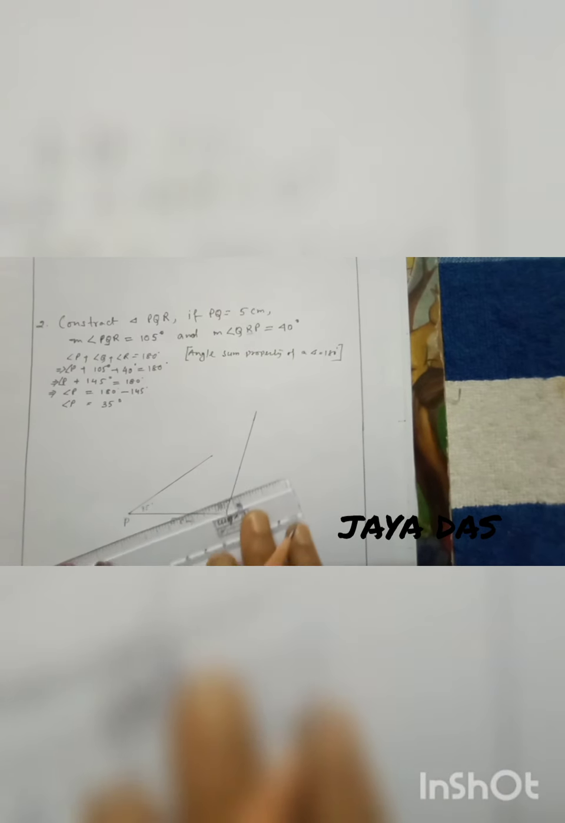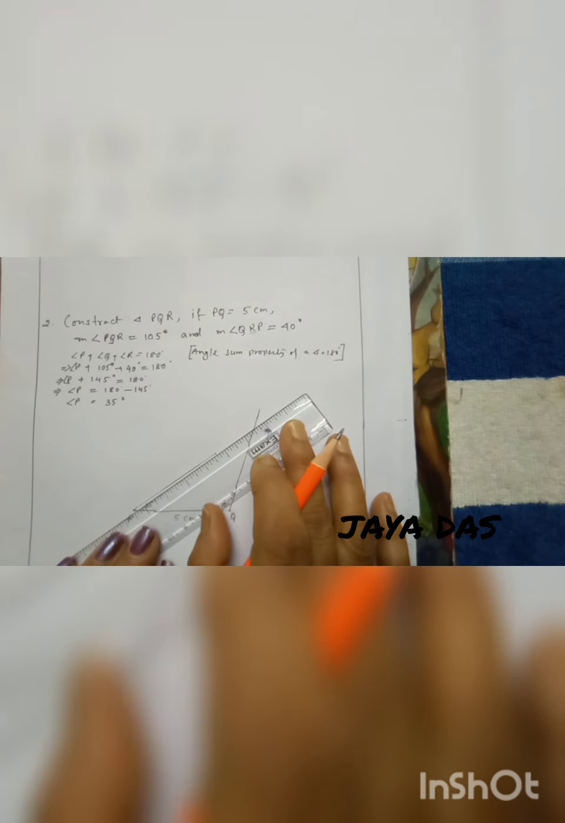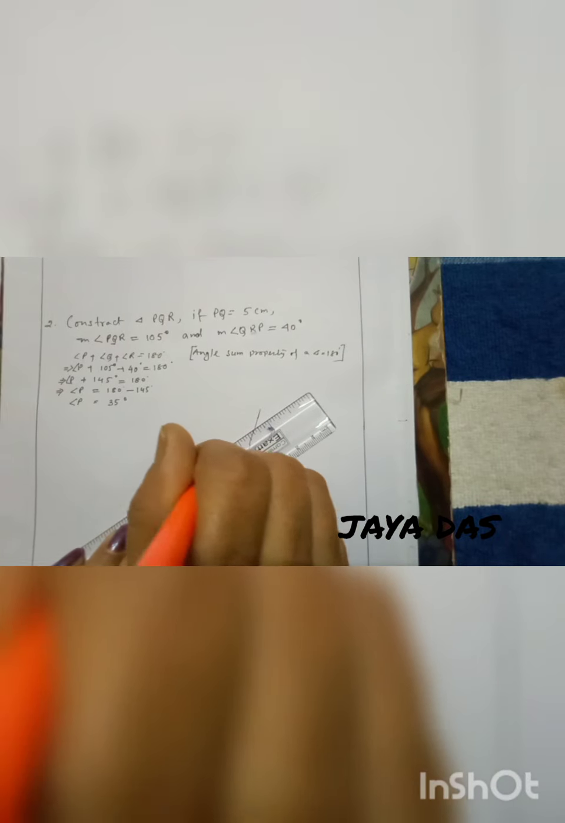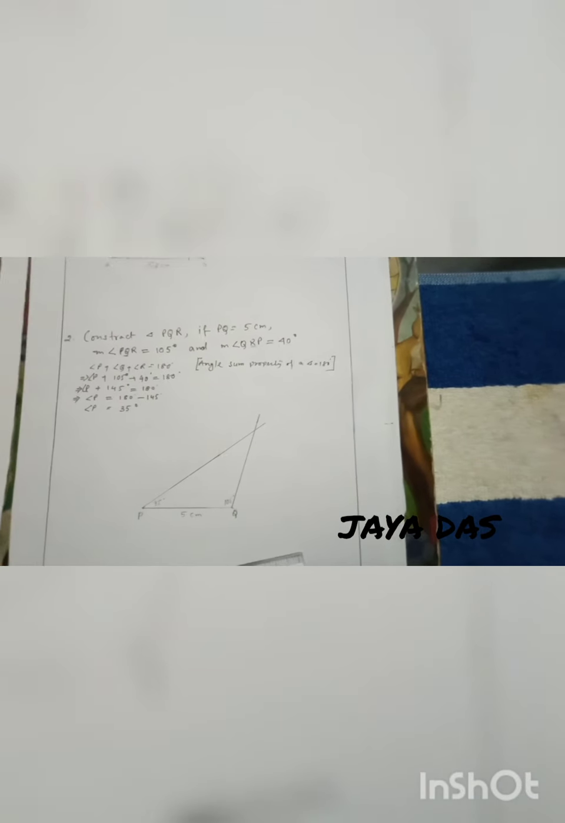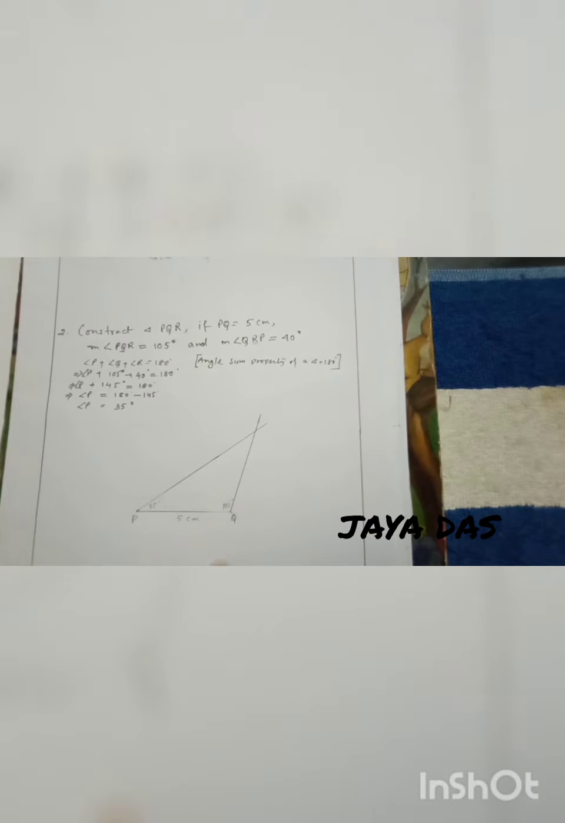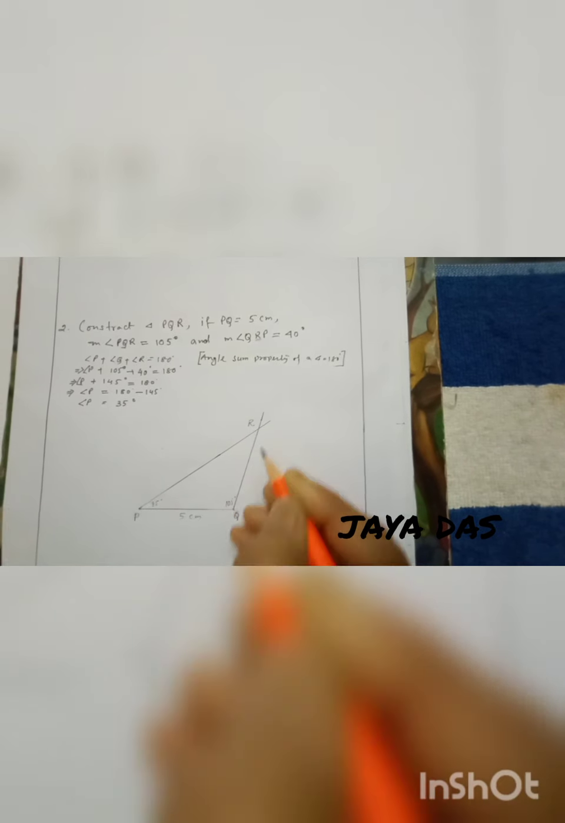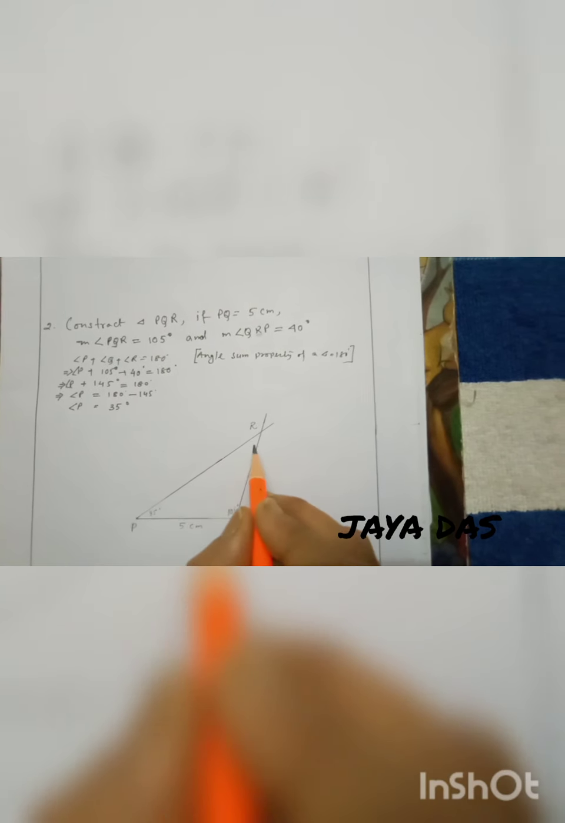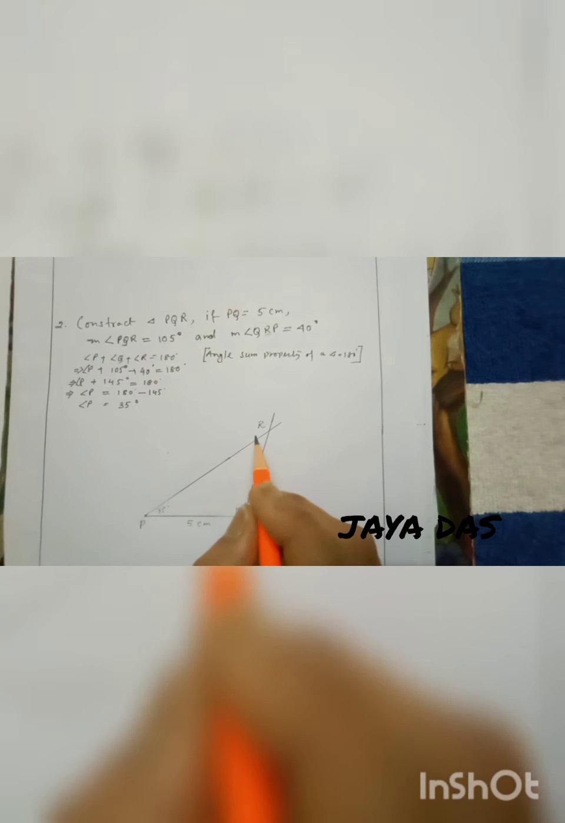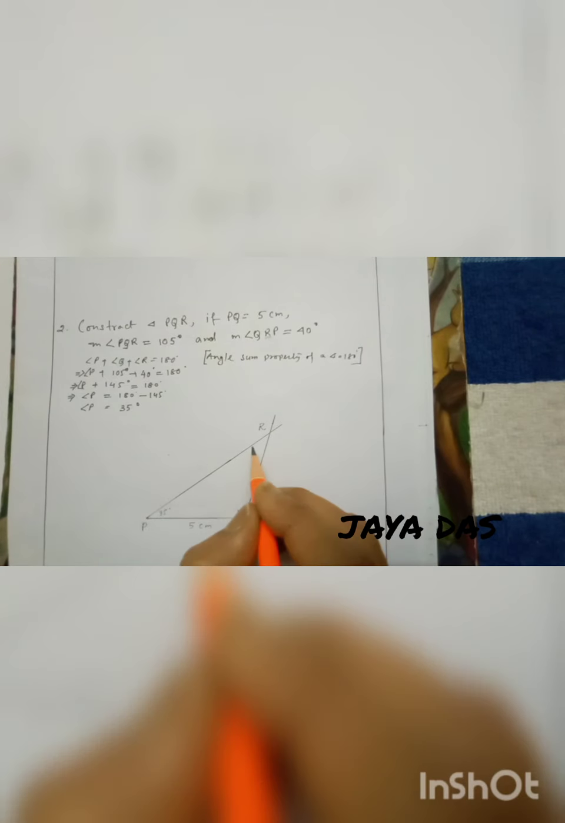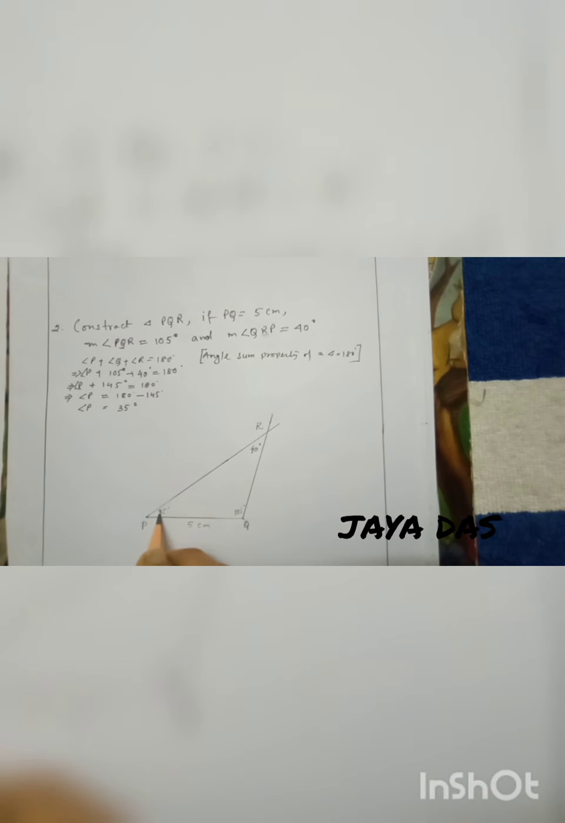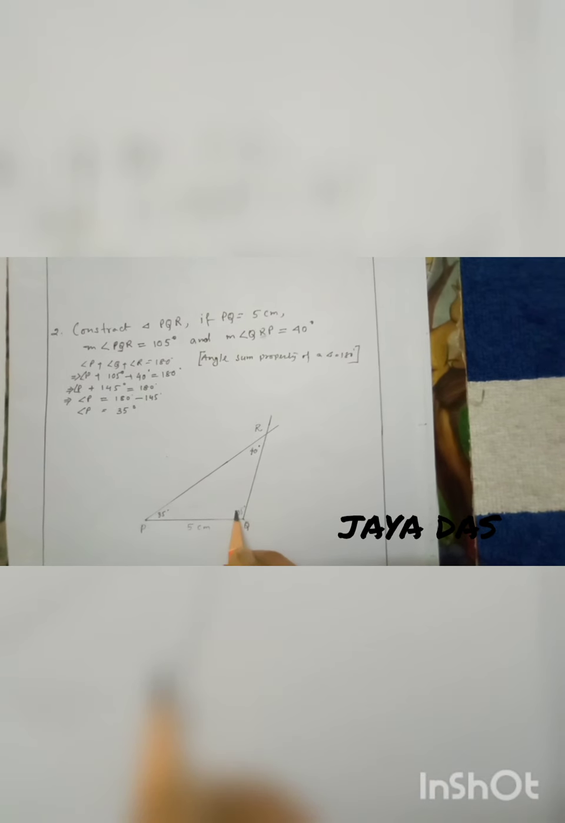To complete the triangle, you need to produce this side. Done. Then PQR. This is the triangle PQR. Required triangle PQR. If you measure this angle, you will get it is 40 degree because angle R is 40 degree. This is 35 degree and this is 105 degree.